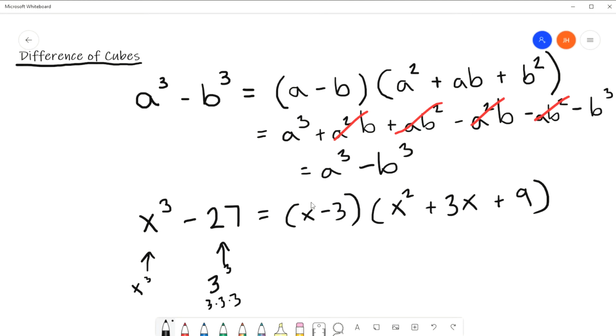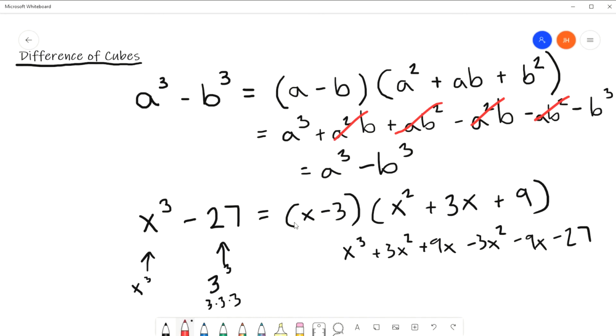So I'm going to multiply it back out. x times x squared is x cubed. x times 3x is 3x squared. x times 9 is 9x. Minus 3 times x squared is minus 3x squared. Minus 3 times 3x is minus 9x. And minus 3 times 9 is minus 27.